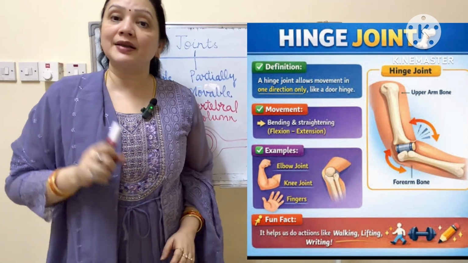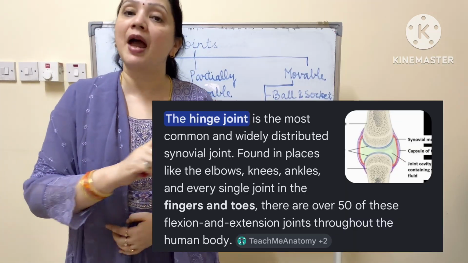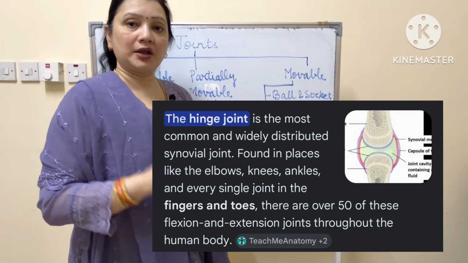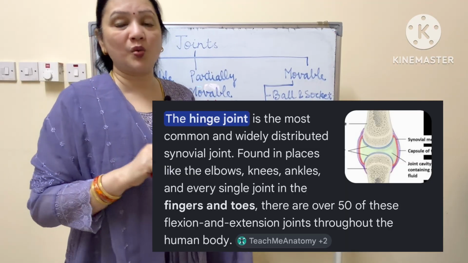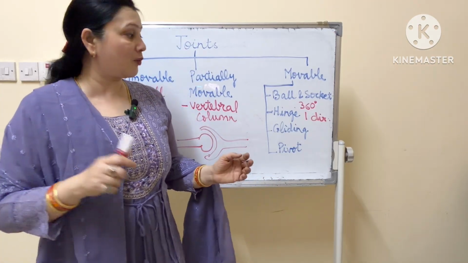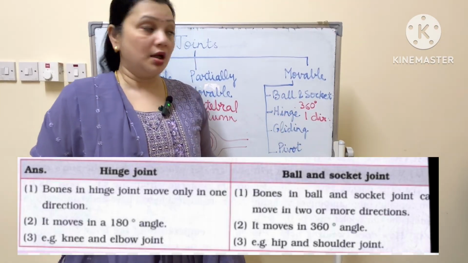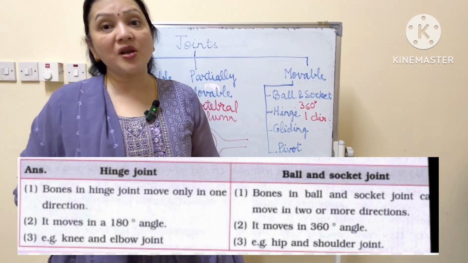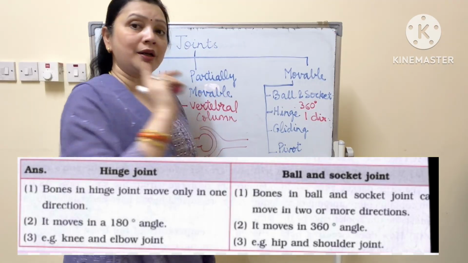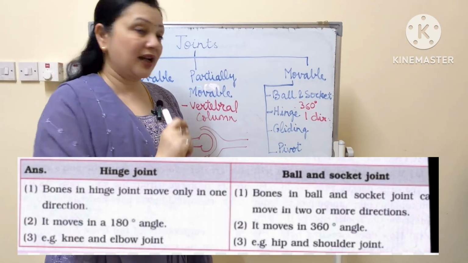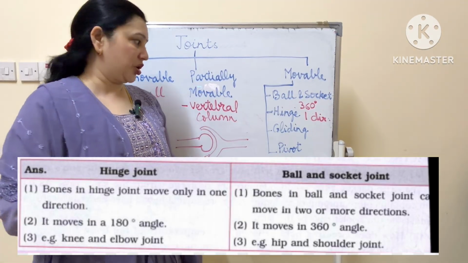So the hinge joint is the joint which is found the maximum in our body. One question comes in MCQ: which joint is found the maximum in our body? Second is the difference between ball and socket and hinge. The main difference is how much movement they allow. Ball and socket allows full 360-degree movement, whereas hinge allows movement in one direction.